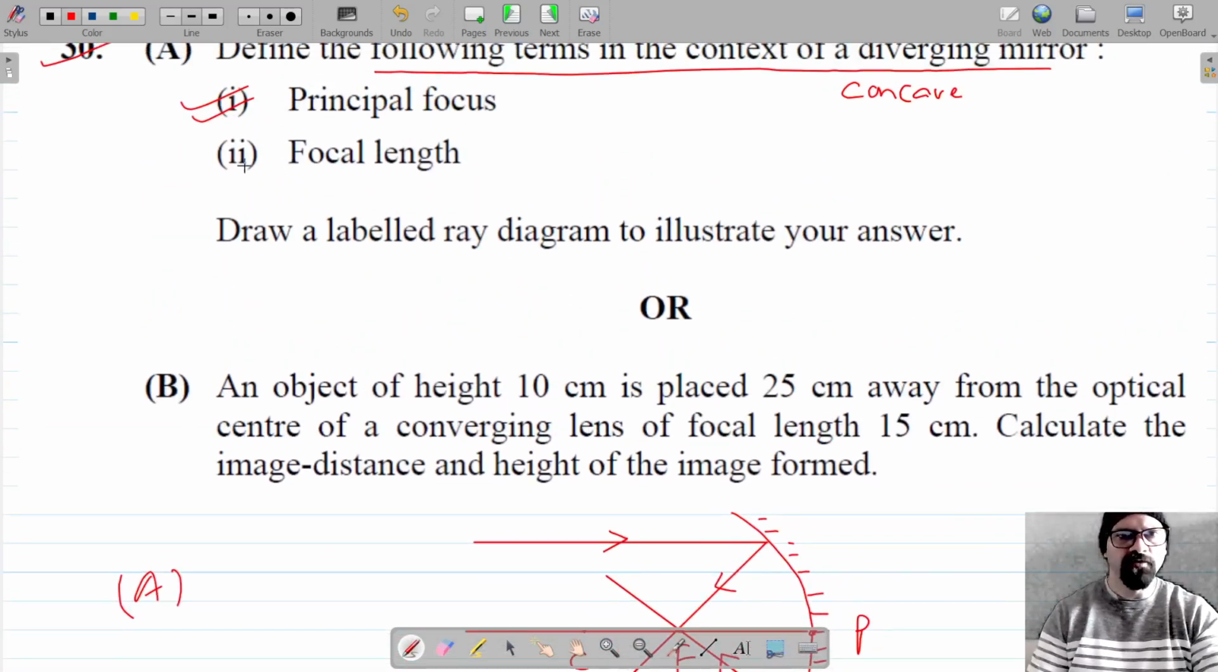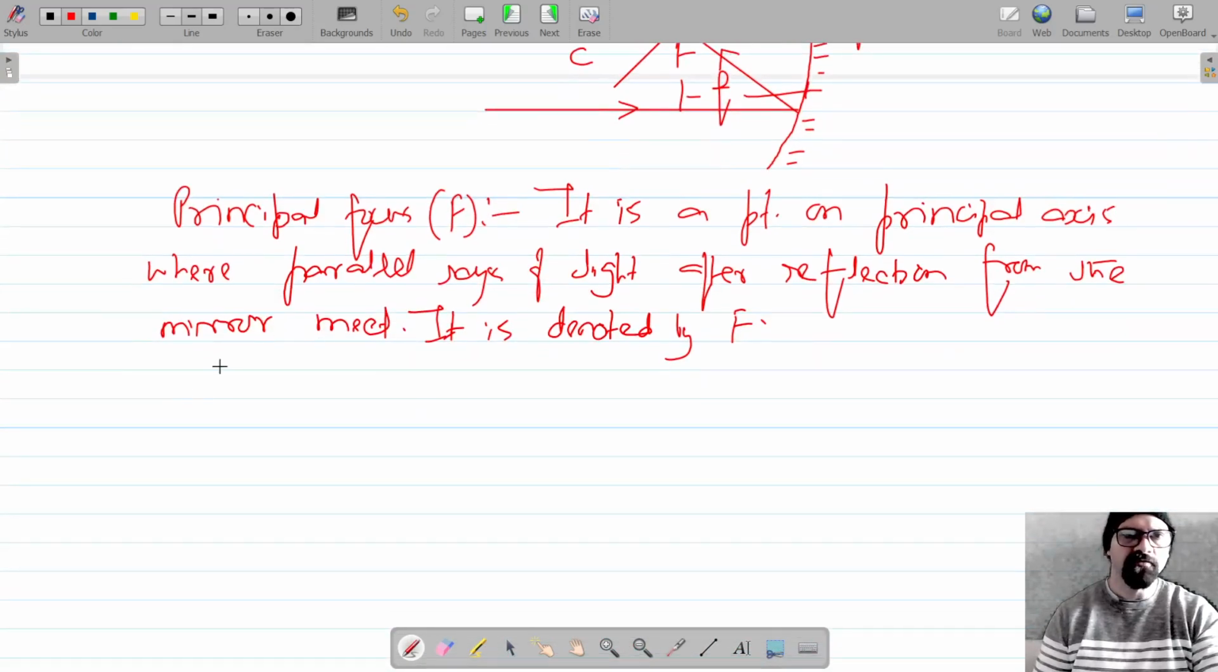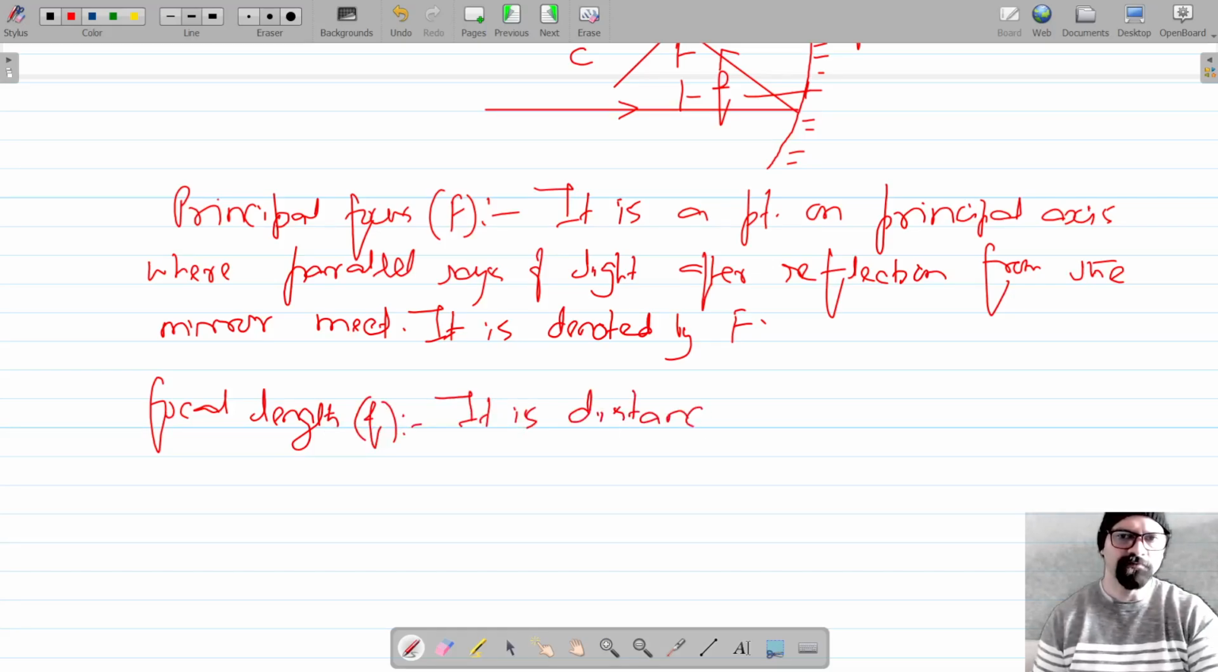Now the next is the focal length. Focal length is the distance between the principal focus and the pole. So we have to write what the focal length is. Focal length has the symbol small f, and it is the distance between the principal focus and the pole of the mirror.